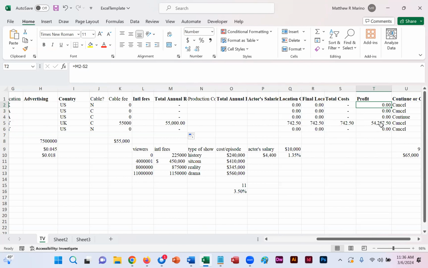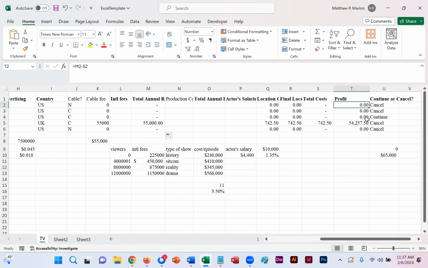You're going to get 3 negatives and 2 positives for profit. The negatives mean that they lost money, that the show's not profitable, which is why we have this decision rule of continue or cancel. So the first one's going to be continue because the profit's positive. The third one here is going to be continue because the profit's positive. The other 3 are going to be negative for profit, so they're going to say cancel.